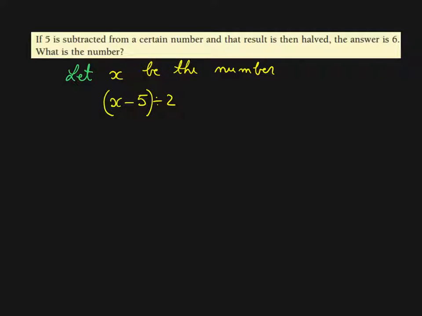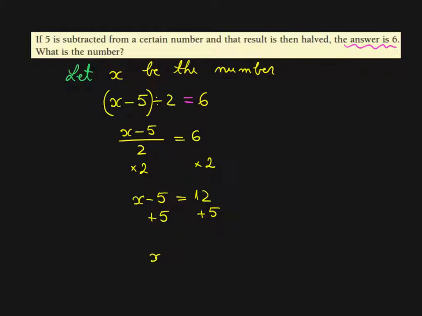And here comes the information, give me the equation. Answer is 6. In algebra, we don't really use division, we use fraction. So my result is divided by 2. Then the answer is 6. That's an equation involving fraction. I would multiply both sides by 2 to get rid of the denominator. If you have half of x minus 5, you double it to get x minus 5 equals 12. Then we add 5 to both sides. So I get x equals 17. And this is my number.